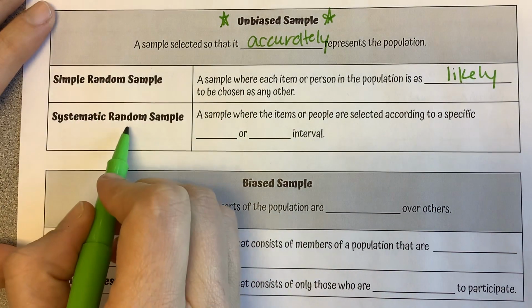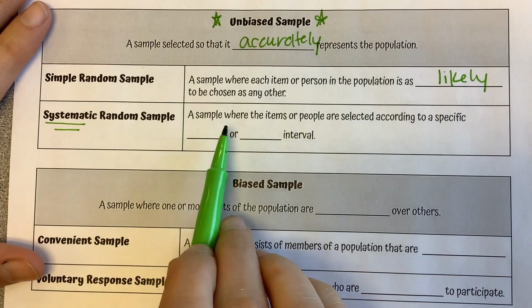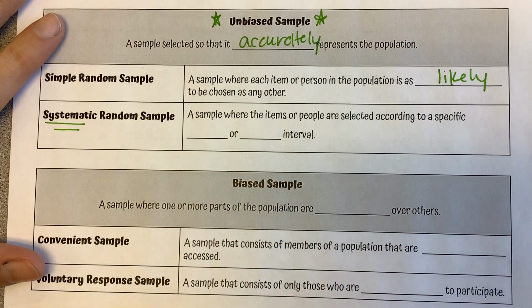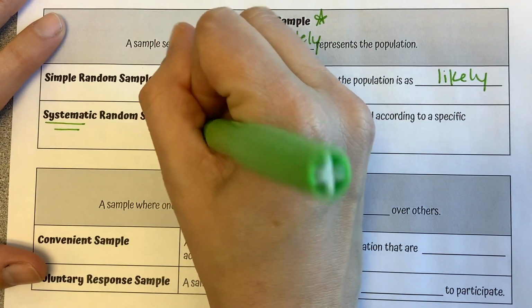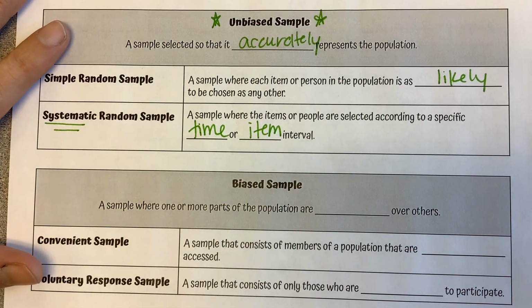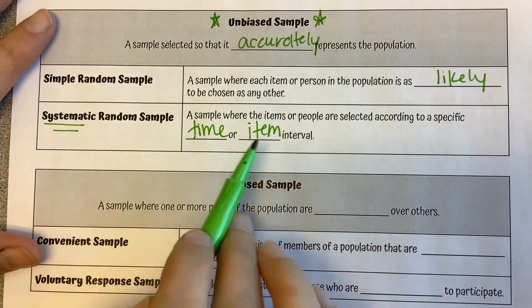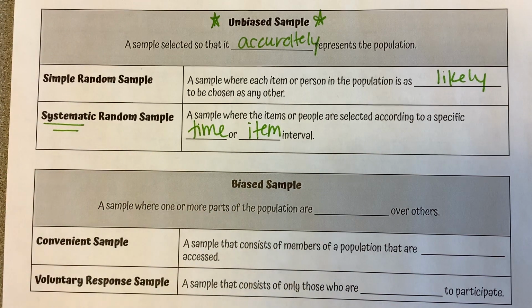The other is also random, but it's systematic. There's a system to it. This is a sample where the items or people are selected according to a specific time or item interval. Maybe I'm asking every 5th person that enters the door. Maybe I am going to interview someone every 10 minutes. So there's a certain time or item interval, and that's how I'm picking who's going to be surveyed.